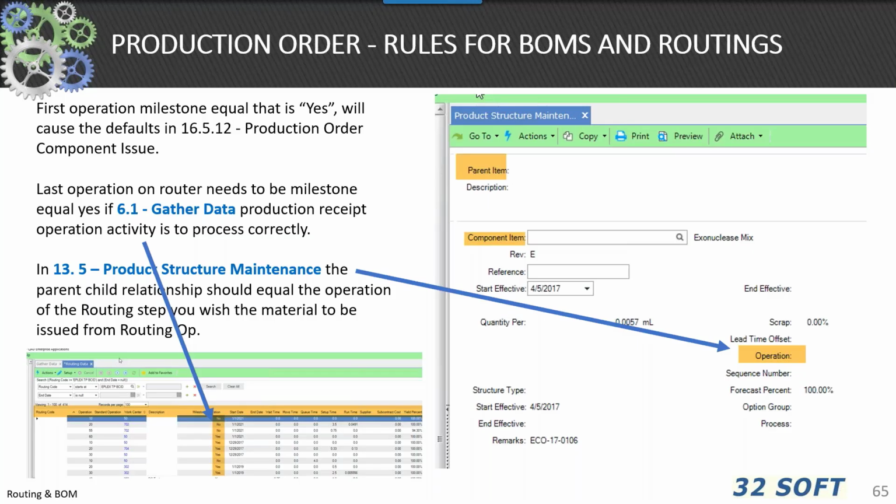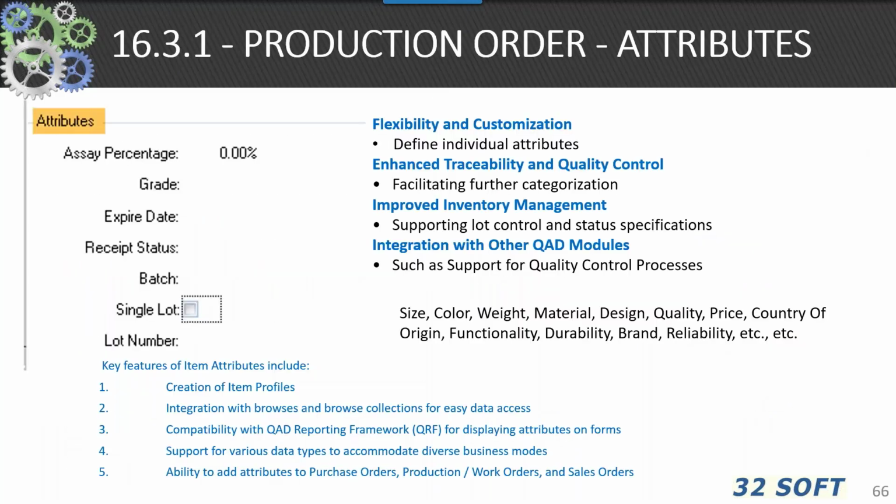And in 13.5 product structure maintenance, you can define where you want a particular part consumed based on its router operation. The use of attribute functionality, highly recommended. Lots of benefits with production attributes. You can create profiles, integrate it with browsers. You can make it compatible with the QAD reporting framework. It supports various types of data, and you can also print these attributes on production orders, purchase orders, and sales orders.